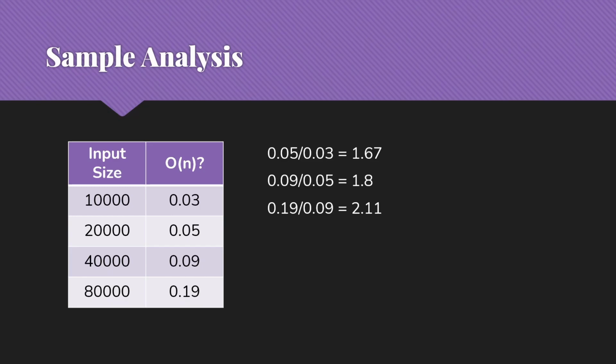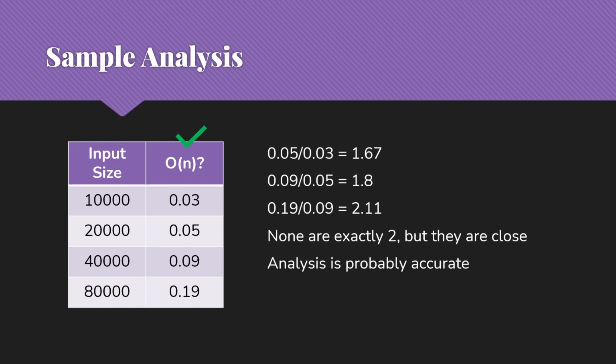Now remember, running times are not perfect. We have overhead, we have other things going on. But while none of these are exactly 2, they are relatively close to it, especially when we consider that we have very small runtimes to start with. And one of the realities is there is overhead involved in starting a program, in doing output, if there's output that happens only once. These kinds of things will impact more when we have very small values versus very large ones. All in all, we can say this analysis is probably accurate.